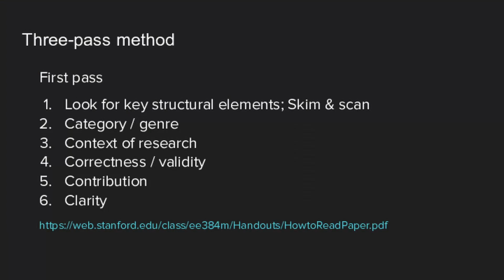What kind of article is this? The category or genre, is this empirical, qualitative? Is it theoretical? Is it a review paper? Think of the context of the research. Why are the authors doing this research? What's the purpose of the study? Why did they do this? And you can skim the literature review section, get some sort of a cue, some sort of an idea about why they did that.